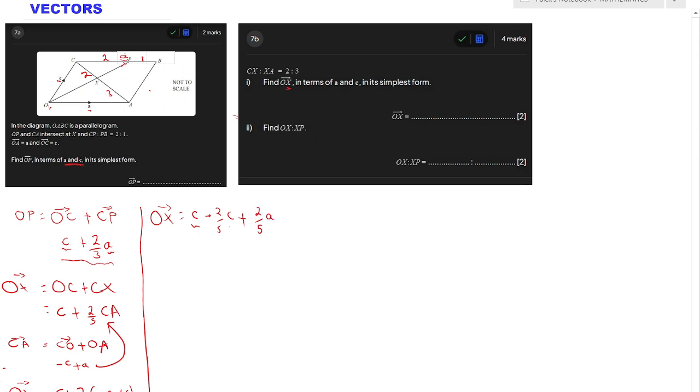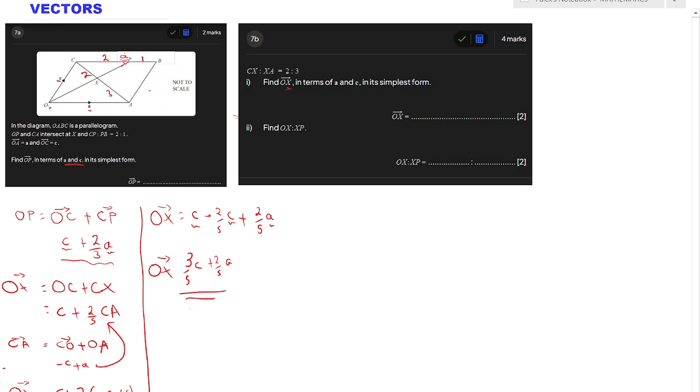Now, if we solve these vectors, C and 2/5 C, we can subtract to get 3/5 C plus 2/5 A. This makes our vector OX. Now this is from O to X, and that's what we are looking for.